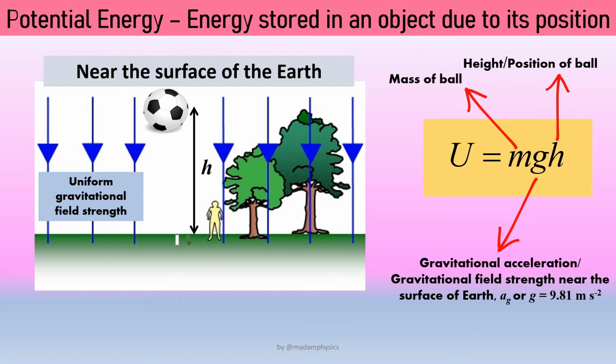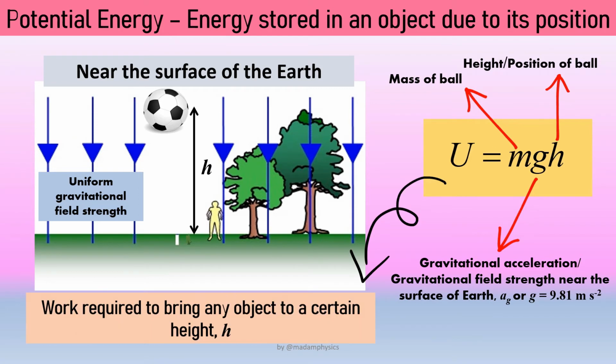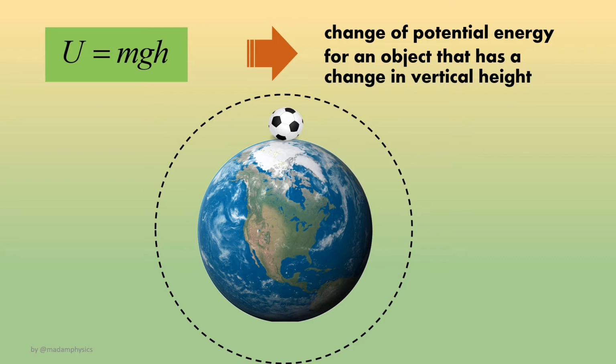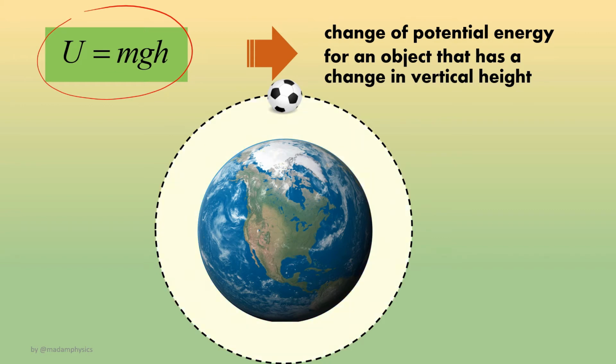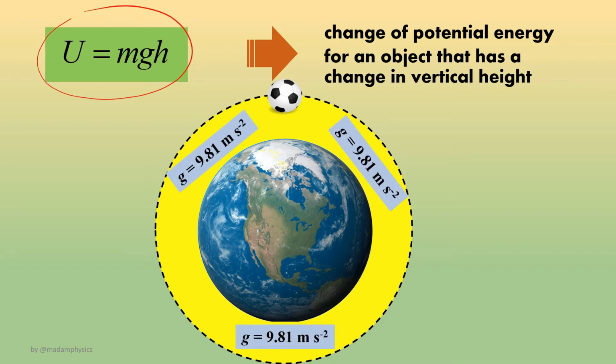By using this formula, you can figure out the amount of energy stored or the amount of work required to bring any object to a certain height. U equals to mgh can be used to calculate the change of potential energy for an object that has a change in vertical height. However, this formula is only valid for an object that is located near the surface of the Earth because we know that g is constant here and has a value of 9.81.